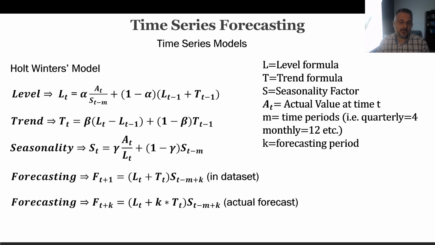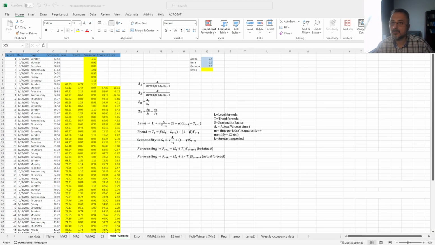Mathematically, the additive method is used when seasonal variations are roughly constant, and multiplicative methods are used when seasonal variations are changing. But overall, in real life, we mostly use multiplicative methods, so that's why we use a multiplicative example here. I will explain these formulas in the Excel file. So let's go to the Excel file.